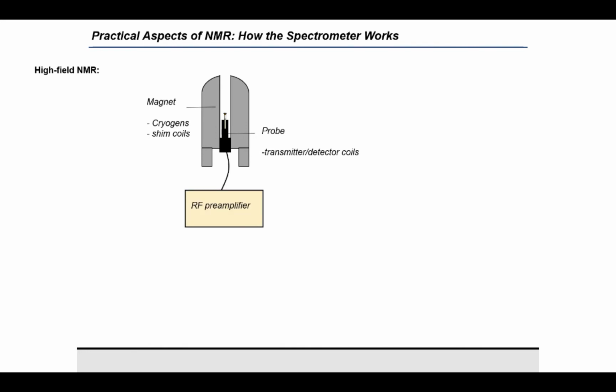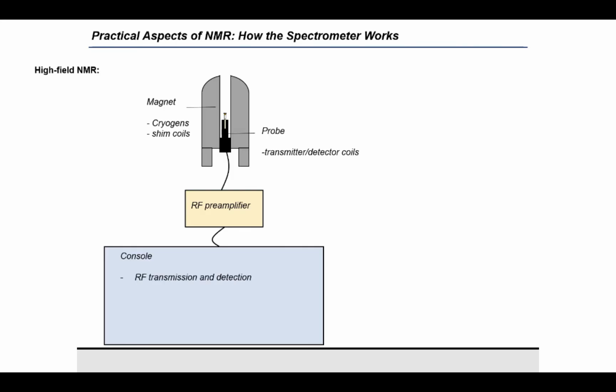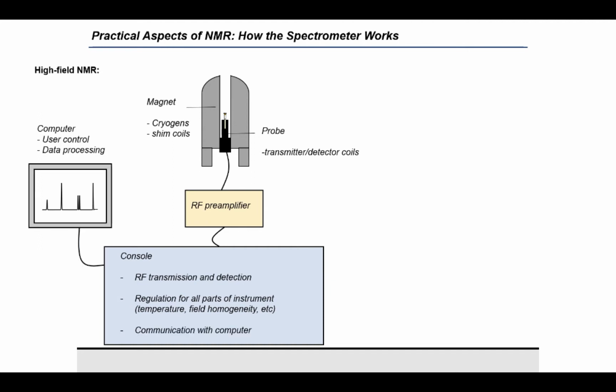Connected to the probe is something called a radio frequency preamplifier, which takes the signal that we're generating and amplifies it so that we can use it more effectively. And this all talks to something called a console, which is a big box that tends to be tucked away into the corner of the NMR labs. These are the brains of the spectrometer. They contain all of the parts that let you regulate radio frequency transmission and detection, let you regulate all of the various bits of the instrument, and communicate over to the computer so that the user can talk to the spectrometer and tell it what to do.